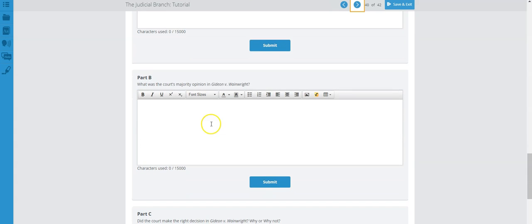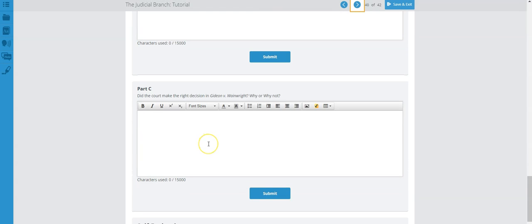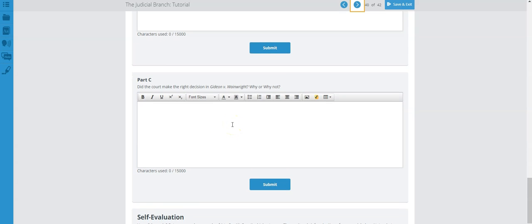Part B says, what was the court's majority opinion in Gideon v. Wainwright? Make sure you provide that information just like the previous case. Part C says, did the court make the right decision in Gideon v. Wainwright? Why or why not? Please make sure that you are providing a solid explanation, not just a simple answer, yes or no. A good solid paragraph will do here.